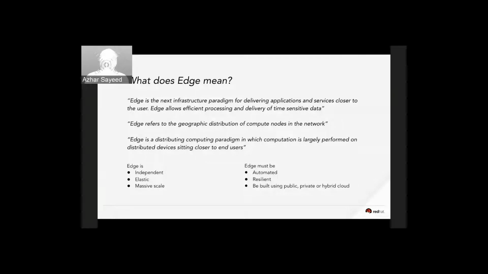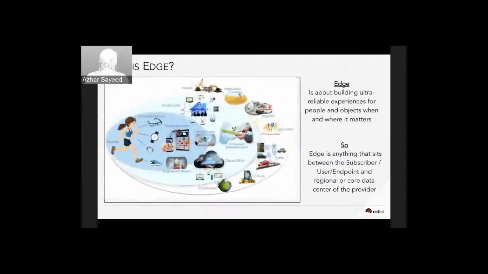Now, there's a lot to be said on just one slide in terms of what Edge means. One way to look at it is that it's about building ultra reliable experiences for people and objects when it matters and where it matters. Many times people struggle with whether Edge is customer edge, provider edge, or somewhere in between. Edge can be anything that sits between the subscriber and the provider core or provider data center.